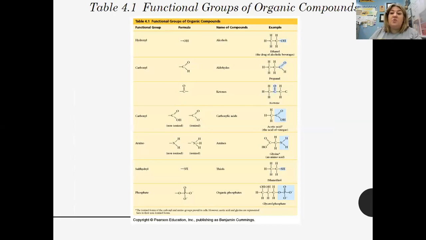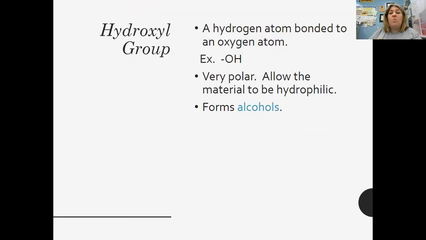So let's run through the functional groups, and then as we go through the different macromolecules, we'll talk about them a little bit more in depth. The first one that I want to talk about is hydroxyls. What you're going to do on a flashcard, on one side you need to write hydroxyl group, and on the other side you're going to draw what it looks like, and then we're going to put a couple of notes. The notes will come from this PowerPoint. So if you miss something, you can always go back and access the PowerPoint or rewatch the video.